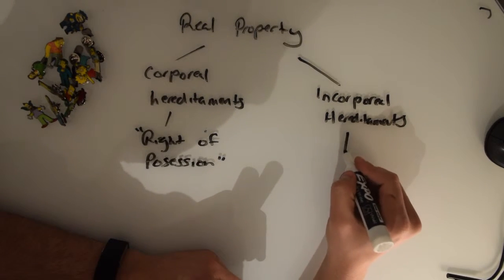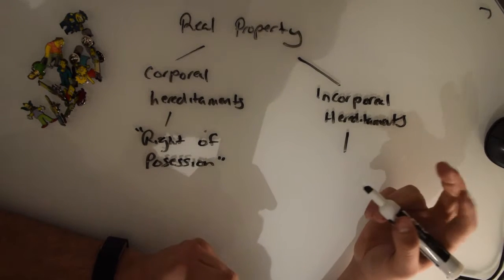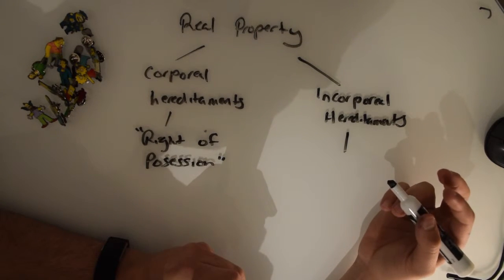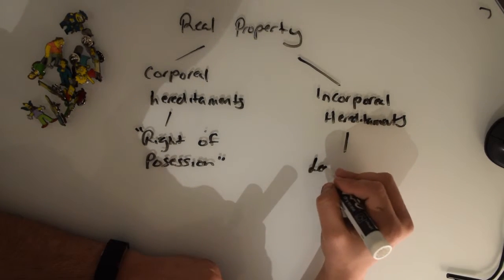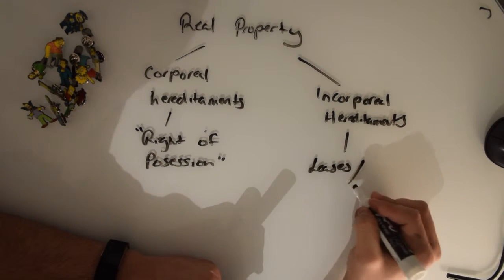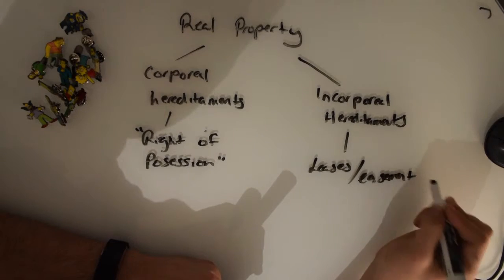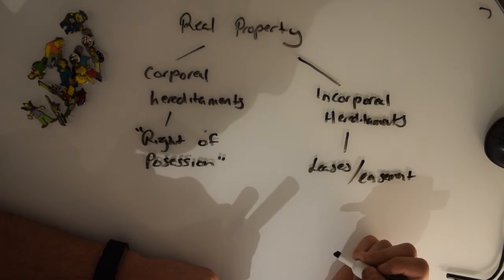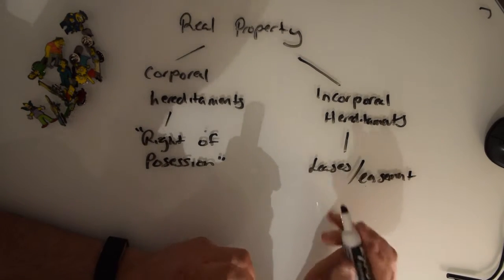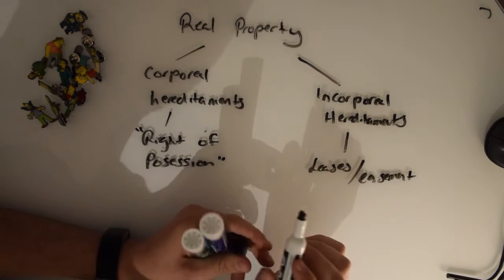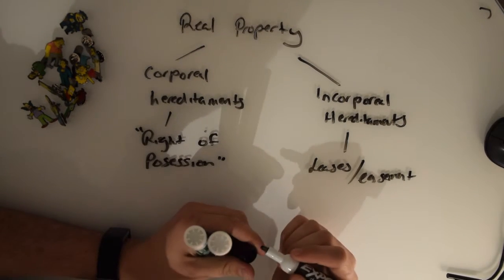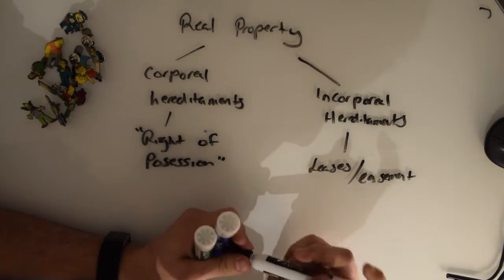Incorporeal hereditaments are intangible real property, such as leases or easements. And that's the difference between incorporeal hereditaments and corporeal hereditaments. Now that all falls under the category of real property.